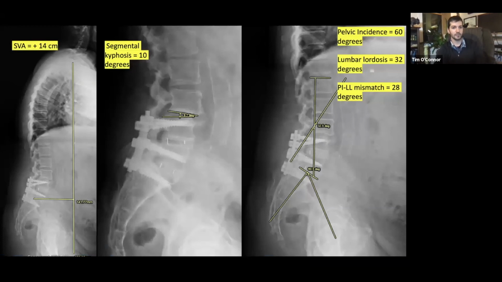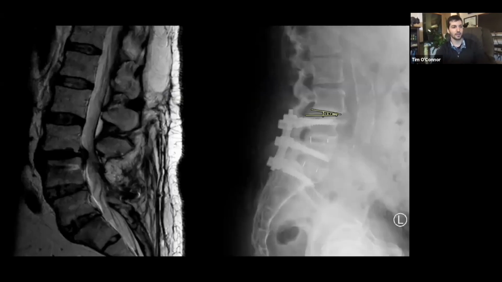And so here you can see his standing films demonstrating a significant positive sagittal imbalance with an SVA of 14 centimeters. He has 10 degrees of segmental kyphosis at L3-4 above his prior construct and almost a 30-degree PI-LL mismatch. And so, in summary, this is a patient who presents with symptomatic single-level lumbar stenosis and segmental kyphosis at L3-4 above a prior fusion construct at L4-S1.